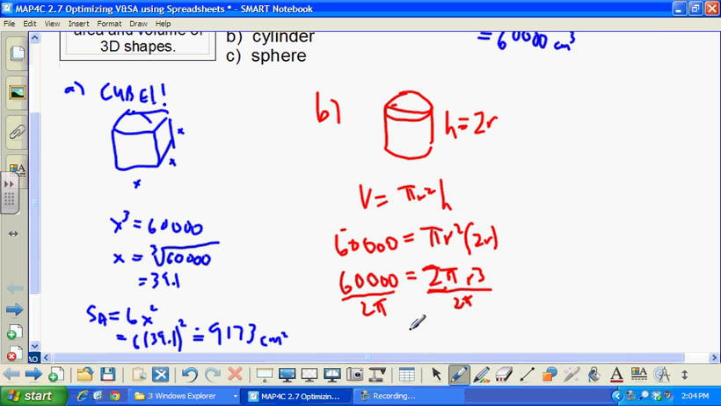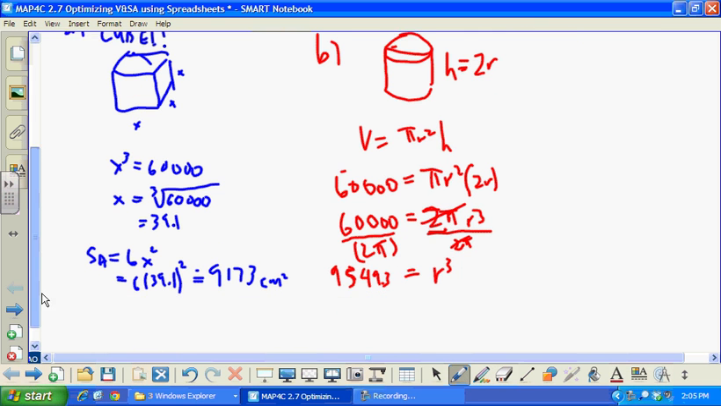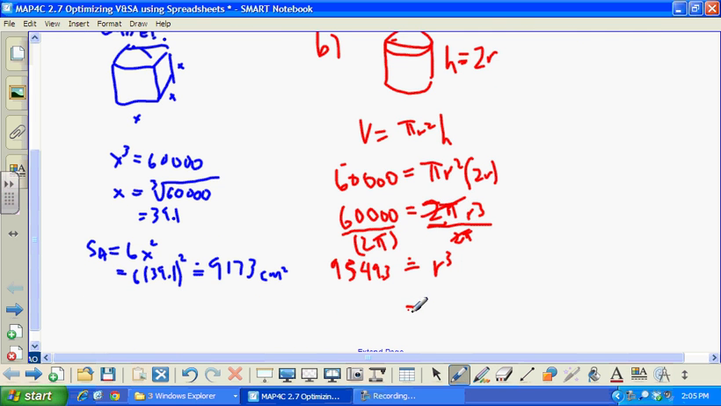This is a little messy, but that's okay. That cancels. On this side I'm left with r cubed. And on this side, remember to put brackets on the bottom to put that into your calculator. That's equal to about 95.49. Take the cube root of that, and you get about 21.2.